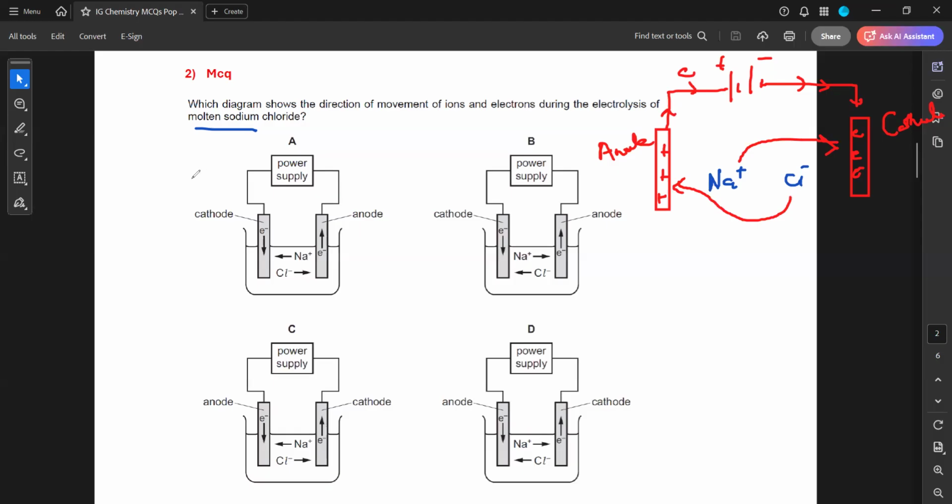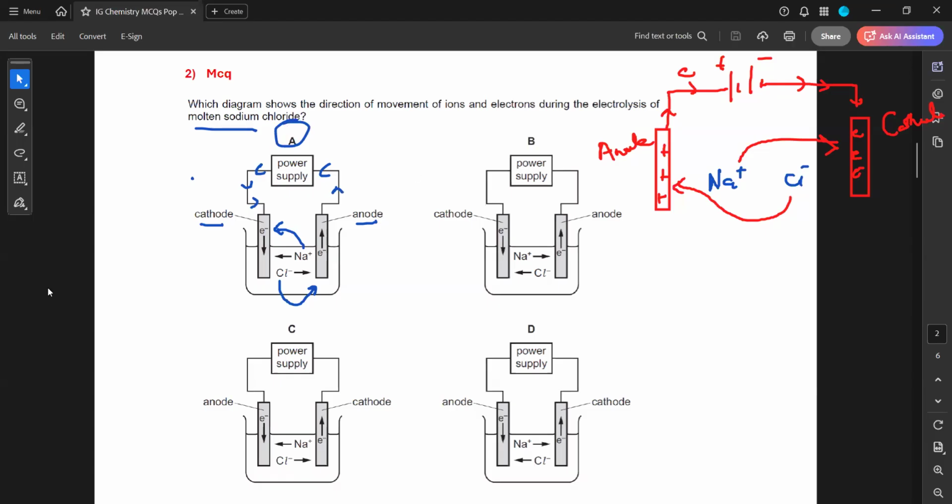If we check option A. In option A, if this is a cathode and this is an anode, sodium is moving towards the cathode and chlorine is moving towards the anode. That's correct because sodium is positive, so it should move towards the cathode, and chlorine is negative, so it should move towards the anode. And what about the movement of electrons? Electrons move towards the cathode from the power supply, and they move from the anode towards the power supply. That's how the electron moves. So this is also correct. That's why A will be the right answer.